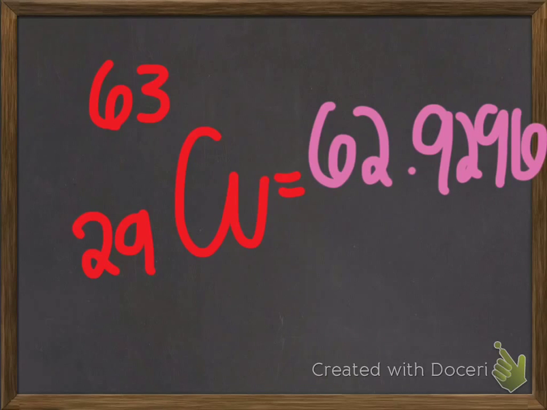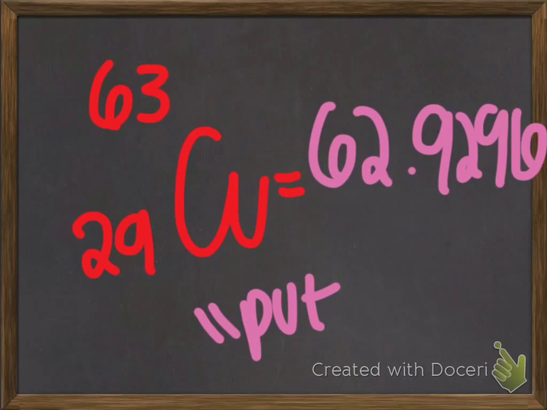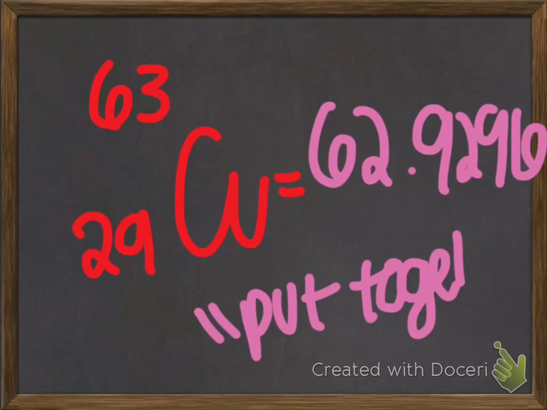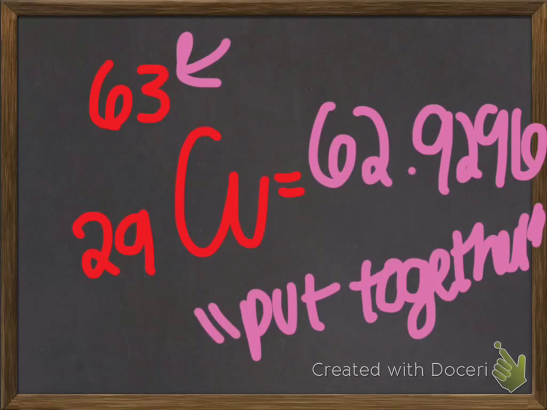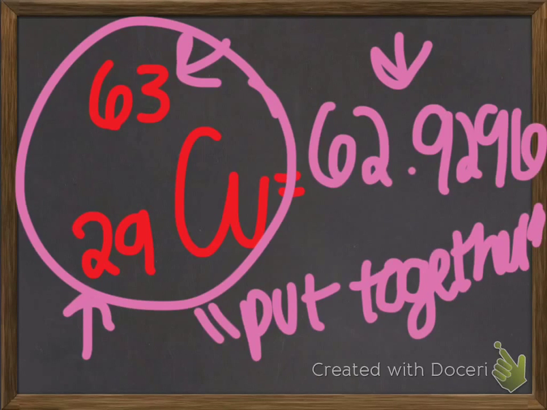This is what you would say is the put together atom. And up here you have the atomic mass, right here is the atomic number, and right here is the mass of this whole thing.